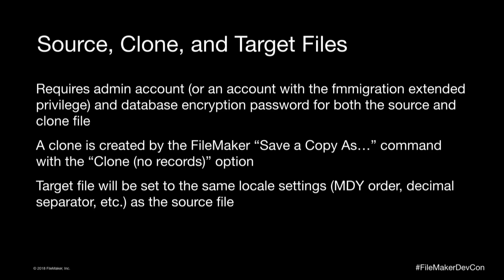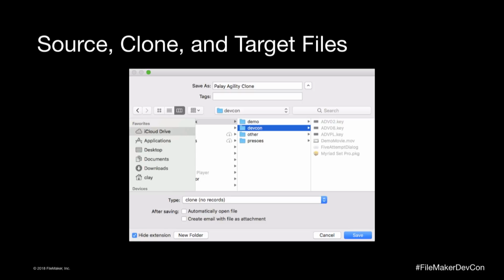But since the clone file doesn't have any locale information at all, during the migration tool, at the lower level, what really happens is that the clone file is copied to the location of the target, and then all the data is moved from the source file into it. But also the locale information from the source file is moved into the target file that's created. And for those of you who don't know where the clone is created, if you go to Save As, there's a pop-up menu called Type at the bottom. You'll want to make sure you select Clone there. And then it changes the file name to be the file name, space, clone at the end of it.